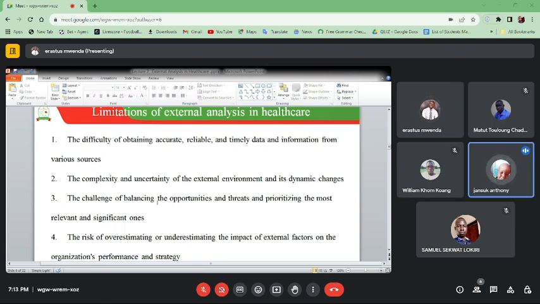And then we have the challenge of balancing various opportunities and threats, and our ability also to be able to prioritize relevant and significant ones. If we have opportunities that we need to explore as an organization, we may not go ahead and explore all of them at once. Maybe it's in terms of diversification. So we could have that challenge of inability to explore all opportunities at once.